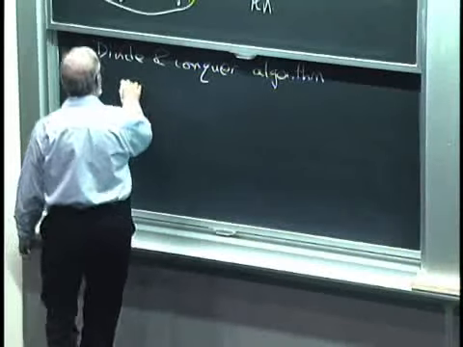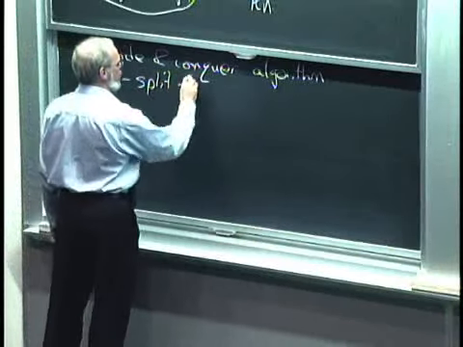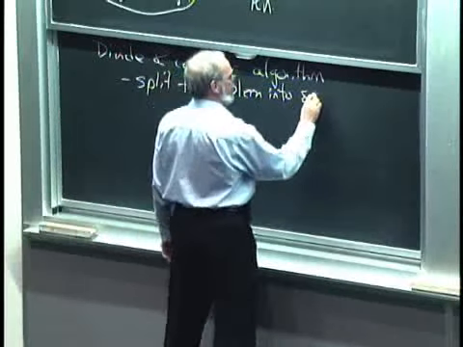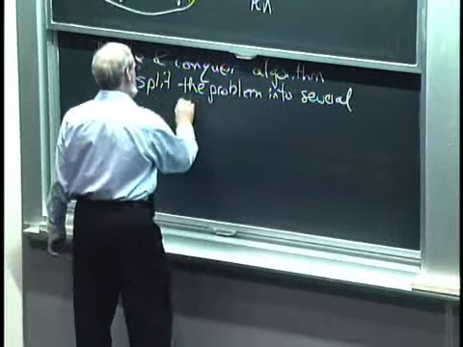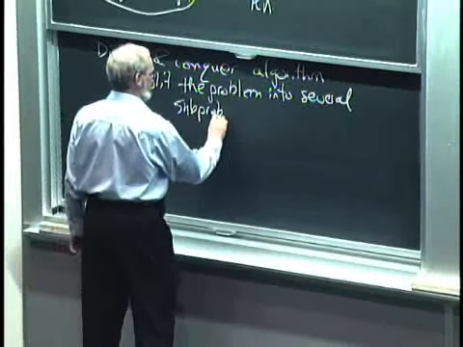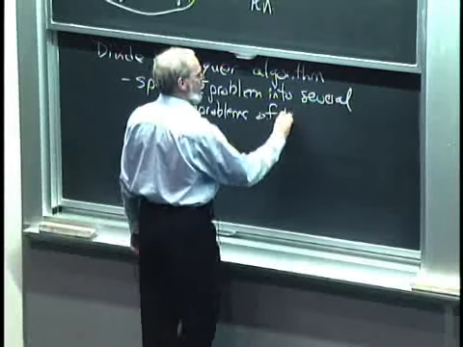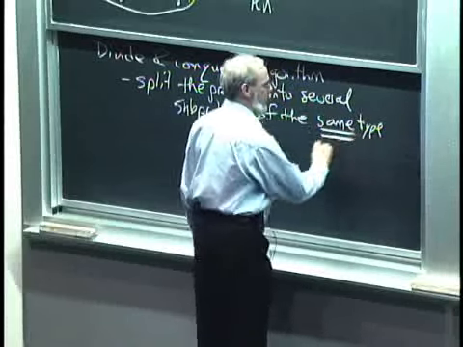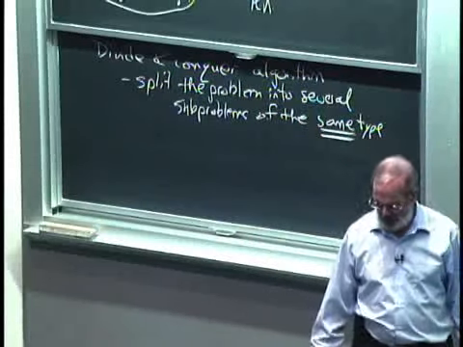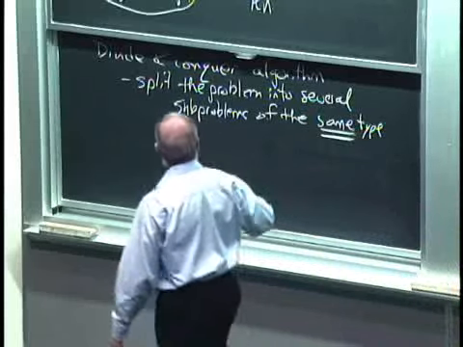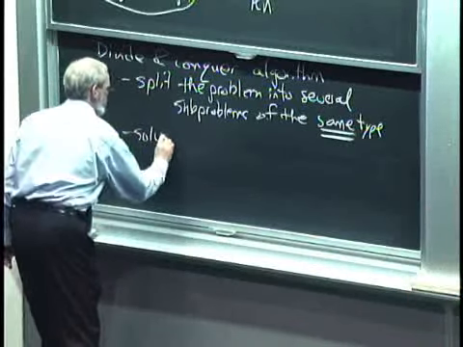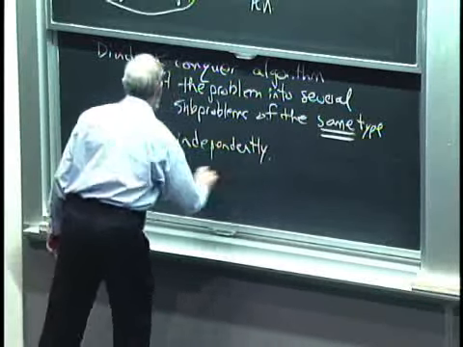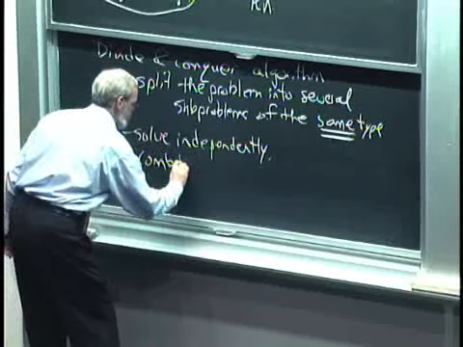Divide and conquer says basically do the following. Split the problem into several subproblems of the same type. I'll come back in a second to how binary search matches that, but that's what we're going to do. For each of those subproblems, I'm going to solve them independently. And then we're going to combine those solutions.